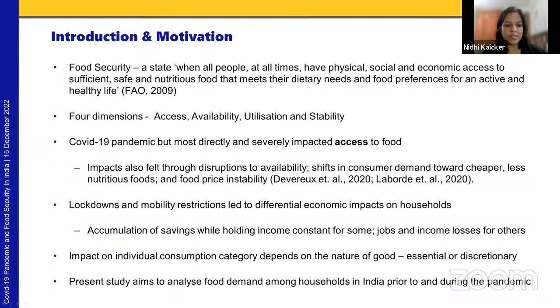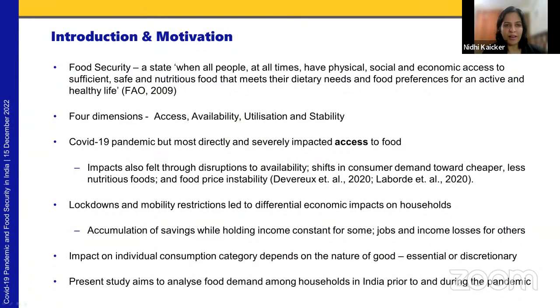So, as a result of the mobility restrictions which have been imposed by governments, many people lost jobs and incomes or closed down businesses. And how these affect consumption actually depends on the nature of the good. So, whether it is essential or whether it is discretionary.